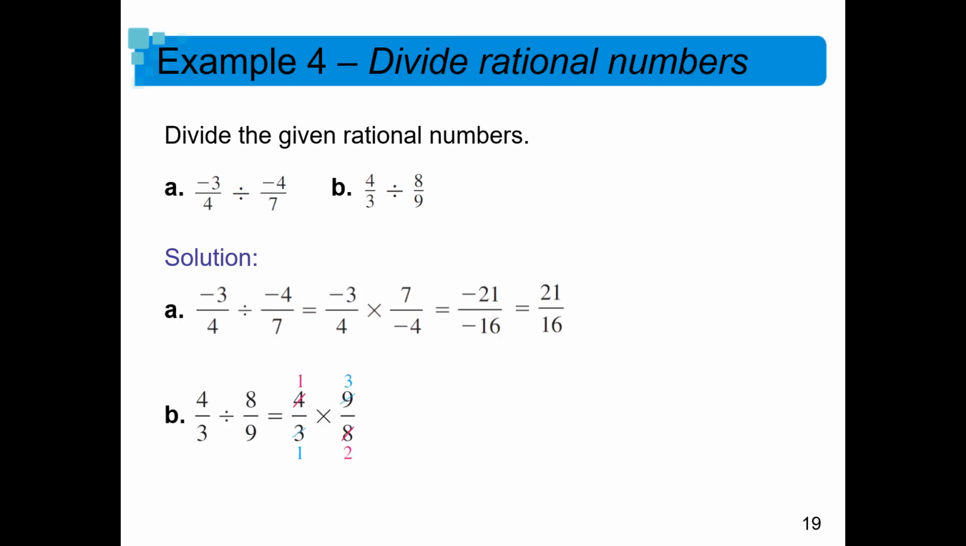Here, 4/3 divided by 8/9 is equivalent to 4/3 times 9/8. Now, again, you reverse the fraction, or actually, I think the term there is to convert the second fraction into its reciprocal. So 8/9 becomes 9/8.